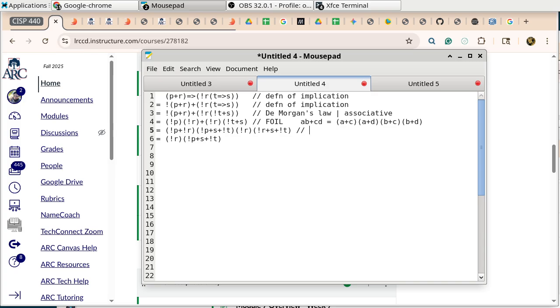And then from here to the last one, it is absorption, because once I have not R by itself as a term in the conjunction, then any other term that also has not R but is ORed with something else can all be absorbed by the not R. So this term gets absorbed and this term also gets absorbed, and then we only get this last form left. So it's not R as one single term and then not P or S or not T as the other term. All right, that's it.